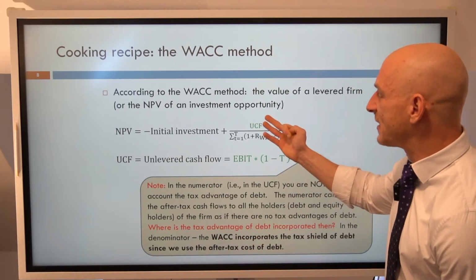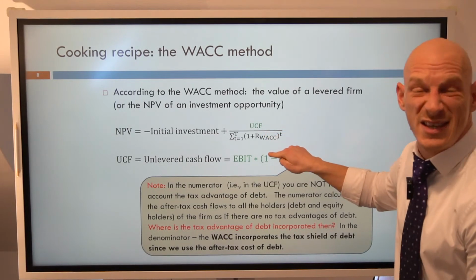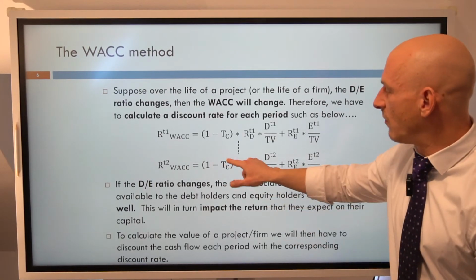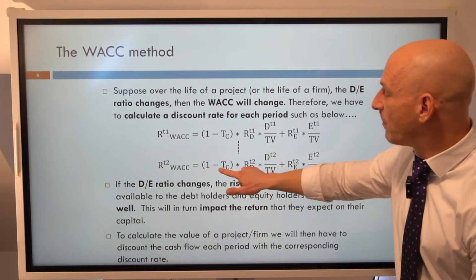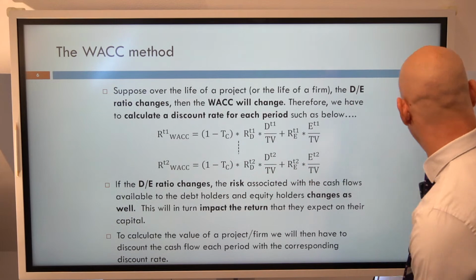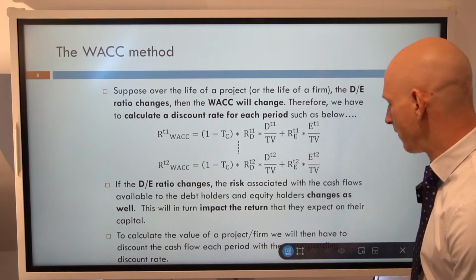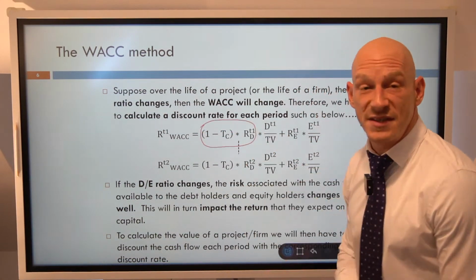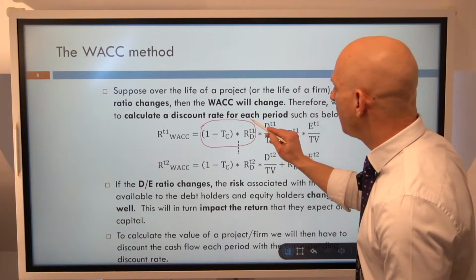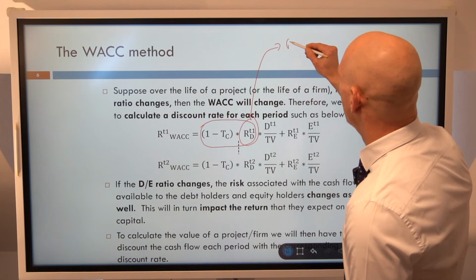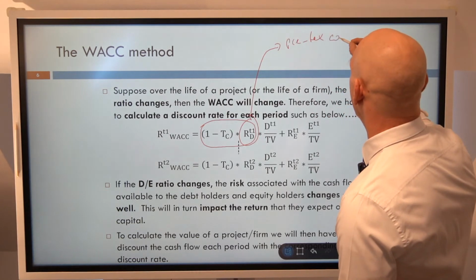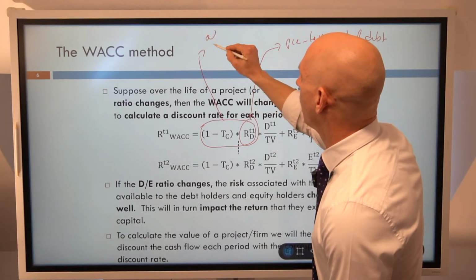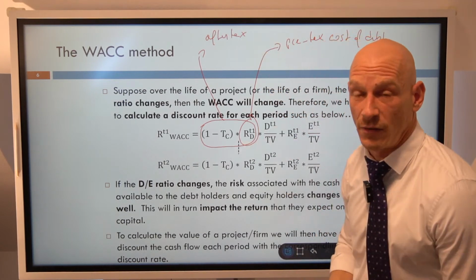The tax advantage is actually included in the denominator, in the WACC itself, right? Let me go back, that's where we have this: cost of debt multiplied with 1 minus tax rate. So this whole term here gives us the after-tax cost of debt. RD alone is the pre-tax cost of debt, and the whole term is the after-tax cost of debt. Okay?